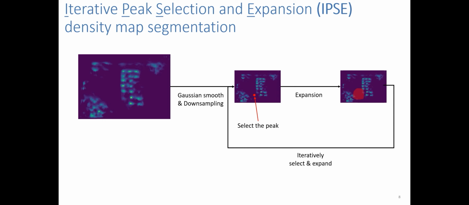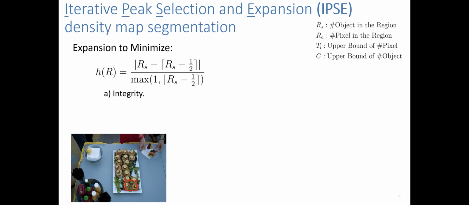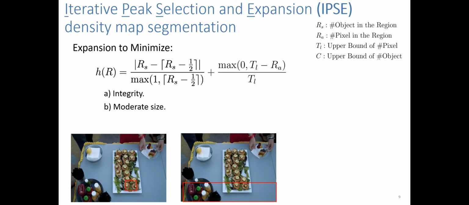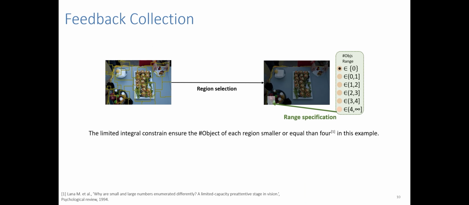First, we smooth and downsample the density map. Next, we iteratively pick the highest density pixel as a peak and expand it into a region. In the expansion phase, we aim to minimize an objective function with 3 terms. The first for integrity, the second for moderate size, and the third for limited object number. Fortunately, only a sufficiently good solution is needed for this minimization. After segmenting the density map into regions, we offer predefined ranges for each. Users can then select a region and choose a corresponding range as feedback.